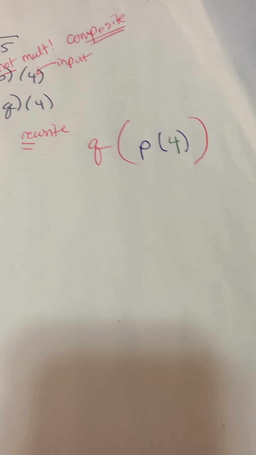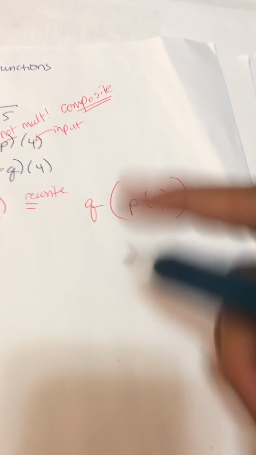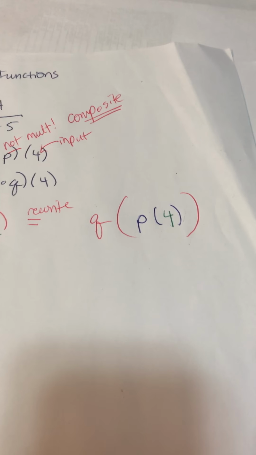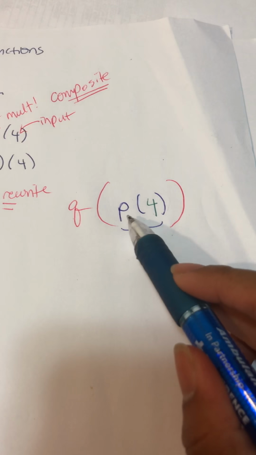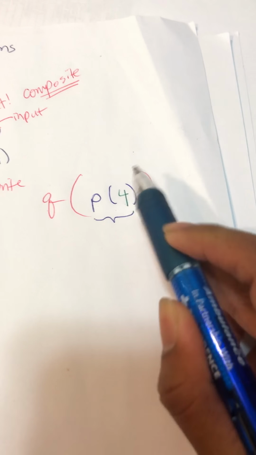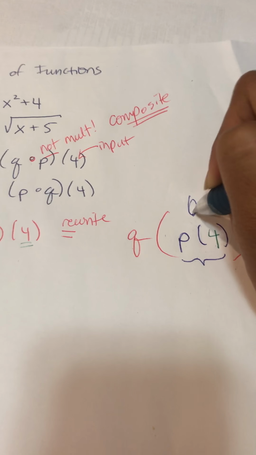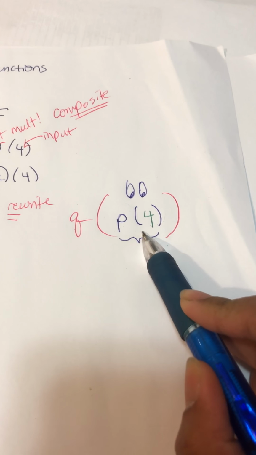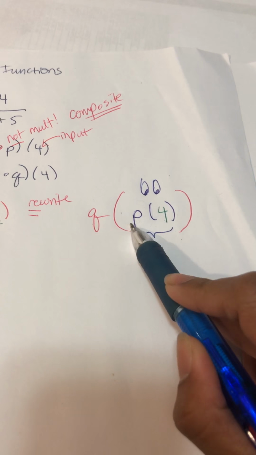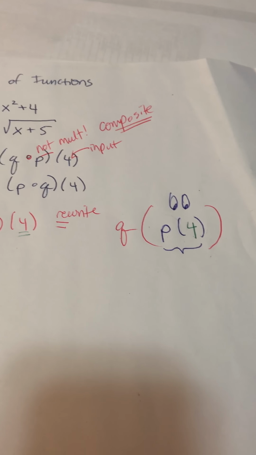Now if you remember order of operations, we always do inside the parentheses first, and then we move out. So inside, then out. The innermost parentheses is P of 4, so I'm going to ignore the Q right now. Just looking at P of 4, what is P of 4? It's when you put 4 into P and see what you get.